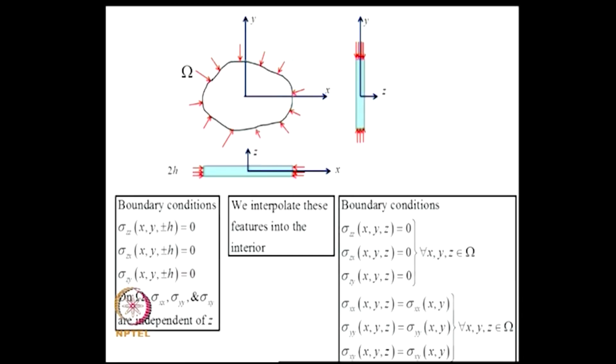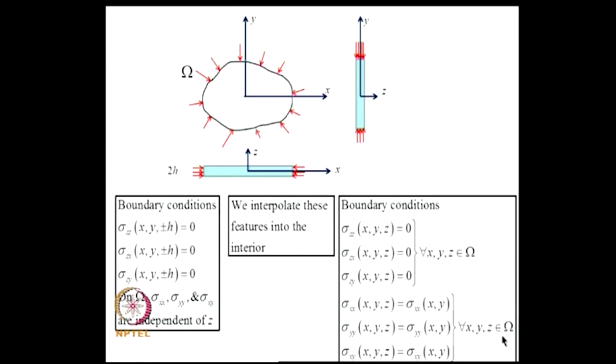In developing the plane stress model, we assume that these conditions prevail not just at the surface, but in the interior also. That means we extend these features into the interior. By that I mean, strictly speaking sigma zz is 0 only on z equal to plus minus h, but I assume that sigma zz is 0 throughout. Sigma zx similarly is 0 only on these 2 outer surfaces, but I assume that it is 0 for all x, y, z. Similarly, sigma xx, sigma yy and sigma xy do not change with respect to z on omega, but I assume they do not change anywhere in the interior as well. So, this is the approximation.